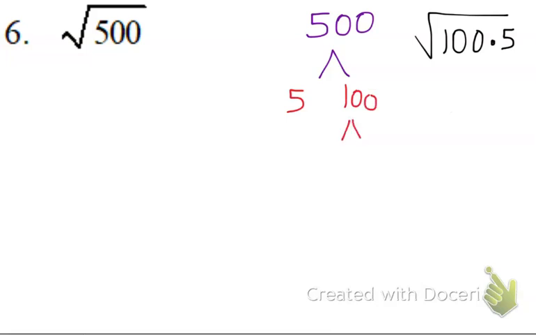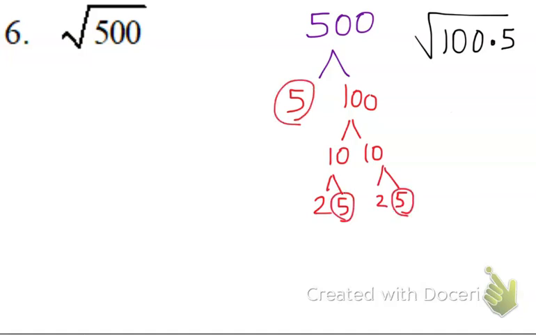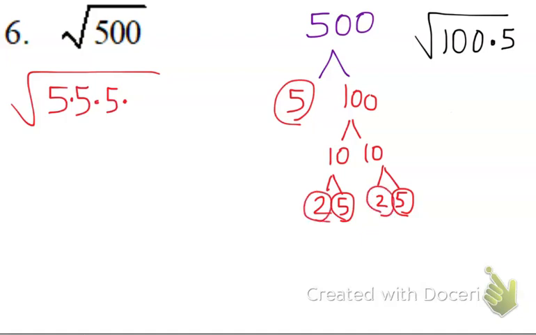And then 5's prime, but we can keep on going with the 100, maybe 10 times 10, 2 times 5, and 2 times 5. So our prime numbers at the end of this factor tree are 5, 5, and 5, so 3 factors of 5, and then 2 factors of 2.